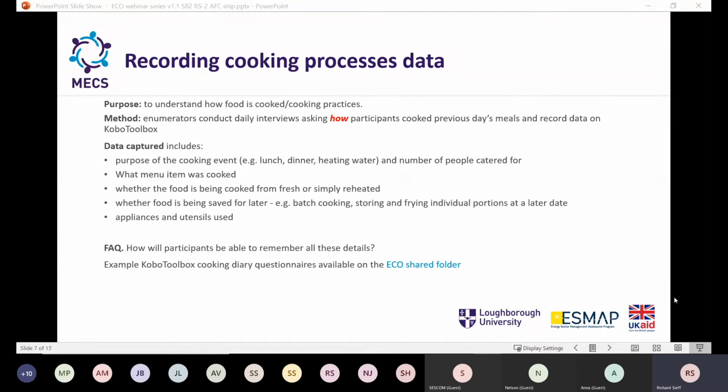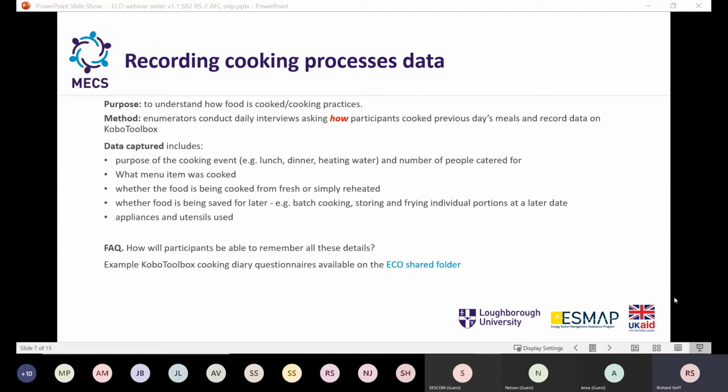A common question is, how can participants remember all of these details? This is why it's so important that enumerators go every day. Sitting here now, it's quite easy for us to think back to last night and think what we cooked or how many people there were that were eating it. But 2 or 3 days ago, when we think back, it gets much harder to recall. The cook is likely to remember how they cooked and who for when thinking back over the previous 24 hours.